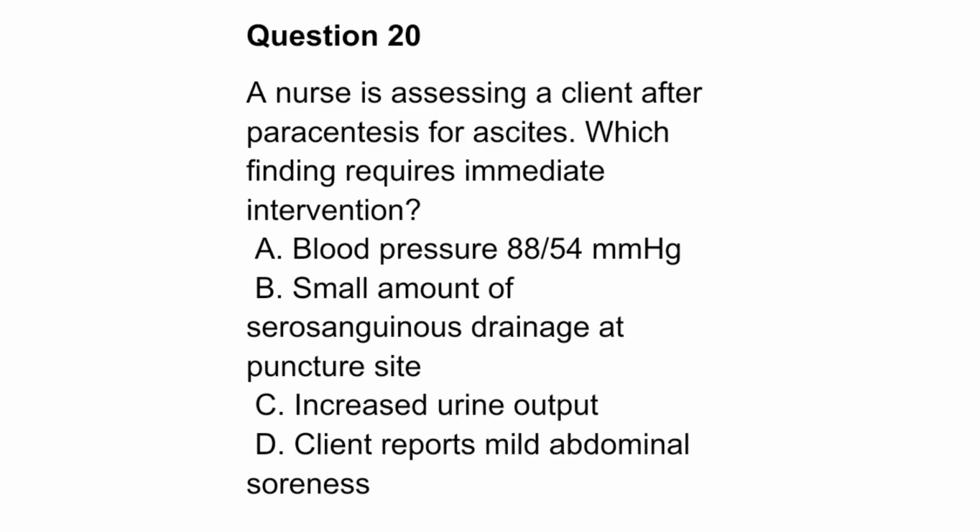Question 20. A nurse is assessing a client after paracentesis for ascites. Which finding requires immediate intervention? A. Blood pressure 88/54 mm Hg. B. Small amount of serosanguinous drainage at puncture site. C. Increased urine output. D. Client reports mild abdominal soreness.